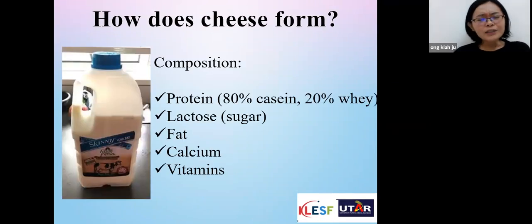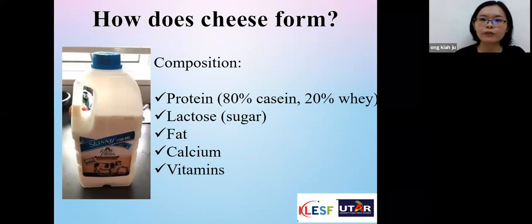Okay, so you already learned about acidification of cheese. Why do you need to add coagulant? Okay, let's look at how the cheese forms. Before we go into more detail about how the cheese is formed, let's look at the composition of the cheese.